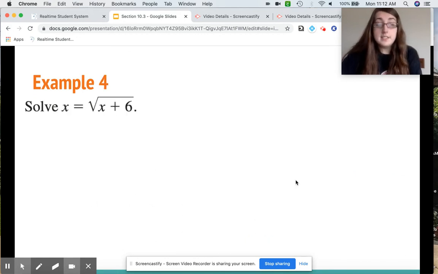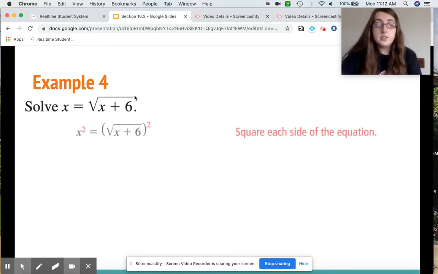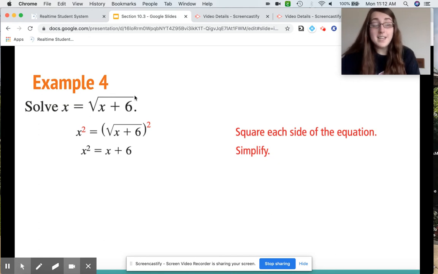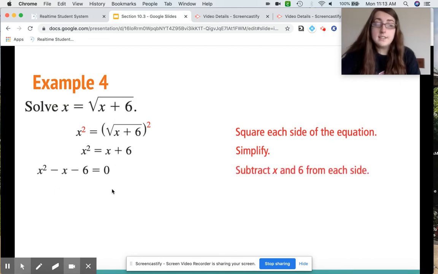Now, this example, same thing. You want to square both sides to get rid of your square root. And when you do that, you're going to square your x. Now you're left with x squared equals x plus 6. This now ties in chapter 9, where we were solving quadratic equations. Set it equal to 0, so you can either use your quadratic formula or factor. So you're going to subtract x, subtract 6, set it equal to 0.